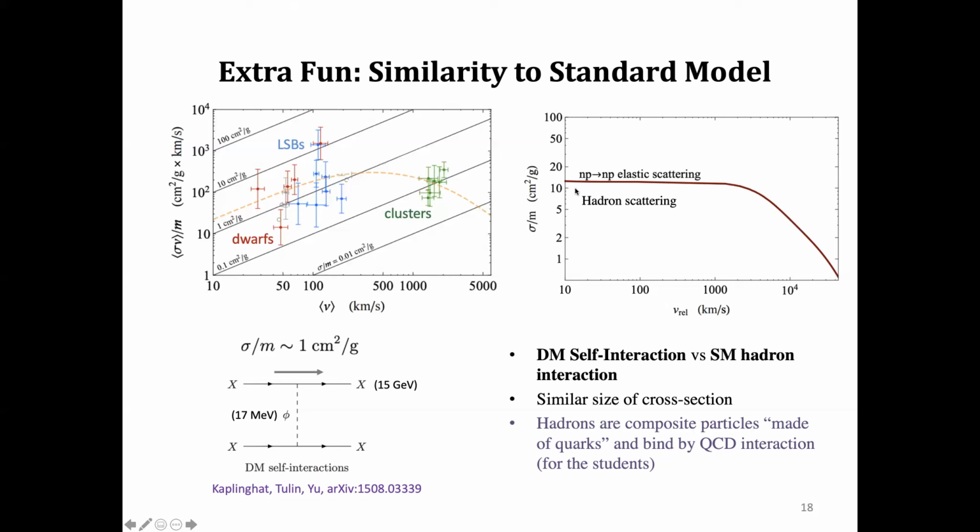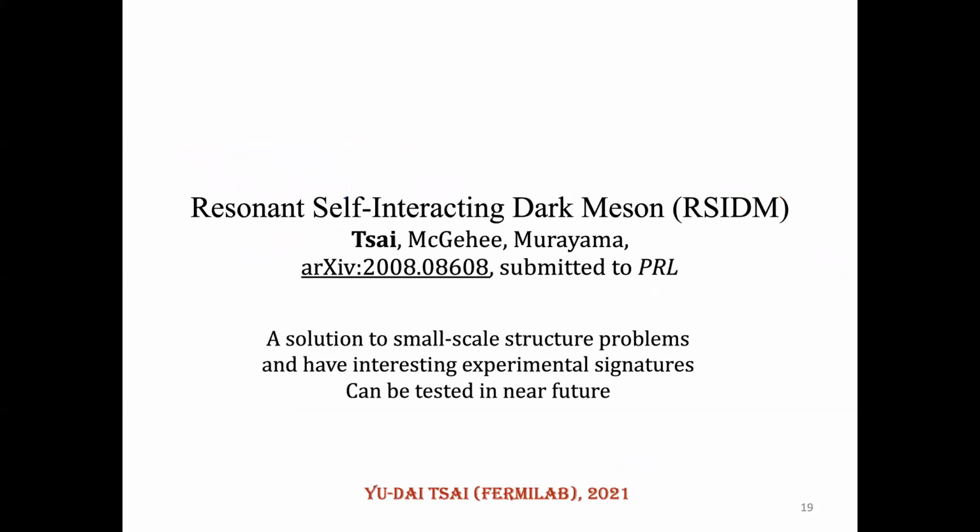And in the standard model, this will correspond to this cross section. For example, this 1 to 10 centimeters squared per gram would correspond to the NP scattering, meaning neutron-proton elastic scattering. So you can have this hadron scattering, and then you find out that this scattering also has some velocity dependence. So it's very compelling to link these two stories. So the question can be asked, can you model your self-interaction through some hadronic physics? Okay, so that's a segue. So the answer is yes.